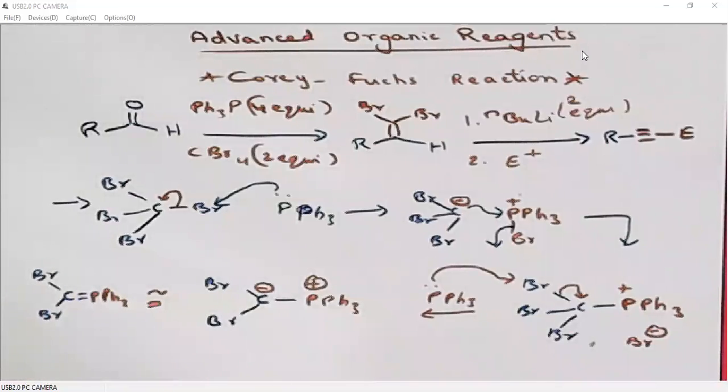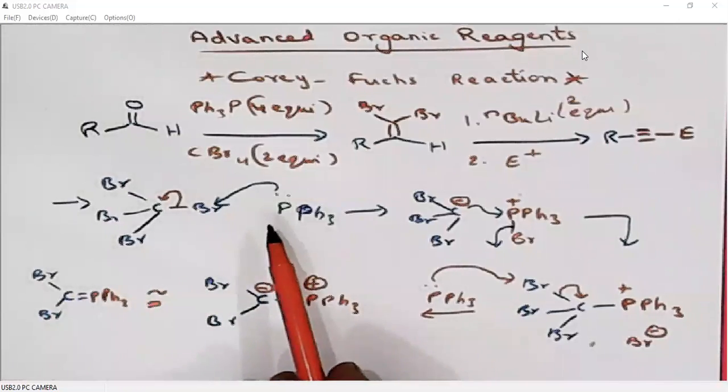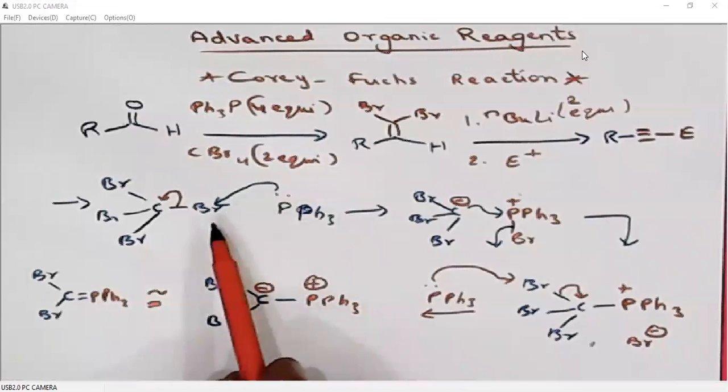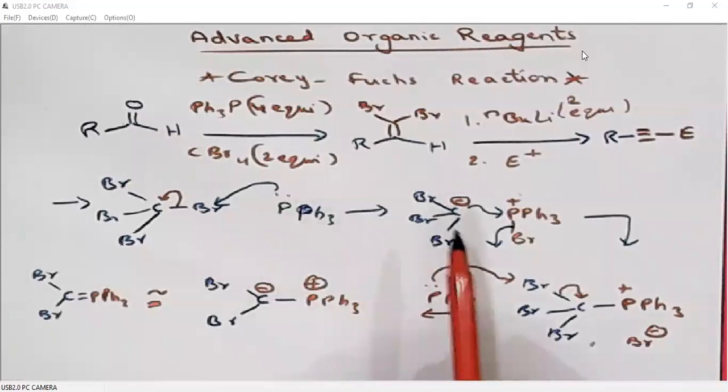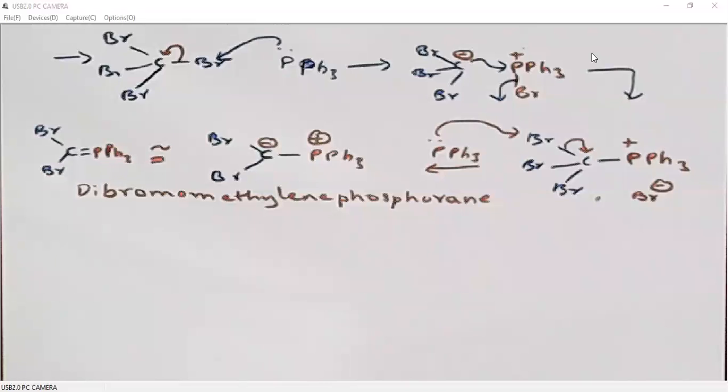So in the Corey-Fuchs reaction, first we generate a Wittig-type reagent by the reaction between triphenyl phosphine and tetrabromomethane. Triphenyl phosphine, unlike its usual nucleophilic reactivity, attacks the bromine so that it generates a negative charge on carbon. Then carbon bonds to phosphorus. Then again, one more triphenyl phosphine takes a bromine so that it generates a negative charge on carbon. So finally, we have generated this phosphorus ylide, called dibromomethylene phosphorane.